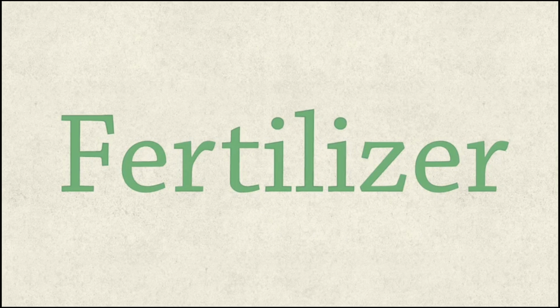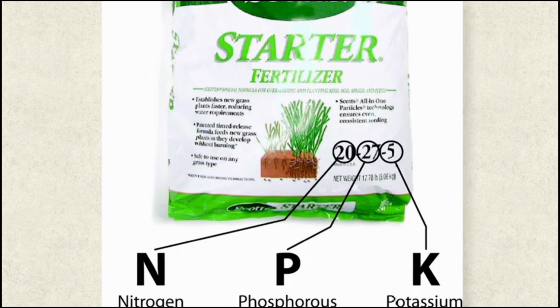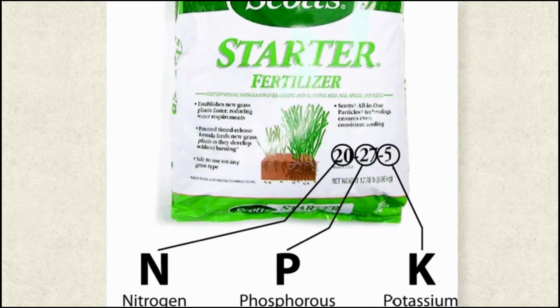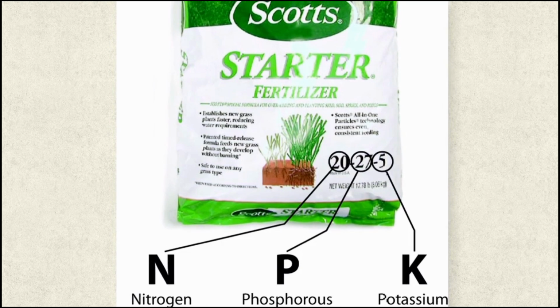To ensure that plants and crops receive the proper amount of nutrients, we have invented a chemical known as fertilizer. If you look at a fertilizer bag, you will notice that there are three numbers in order that represent the relative amounts of each element. The first one is nitrogen, the second phosphorus, and the third potassium.